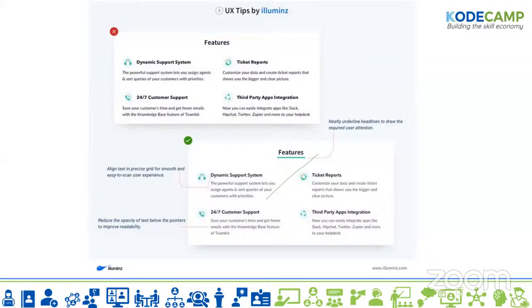So adding the underline, underlining the headline, actually also helped the user. It drew the user's attention to the headline where we have features. And then also we have here: align text in precise grid for smooth and easy to scan user experience. So that I know I'm reading through this title and then the body text. Unlike this one where I have to look at the icon and then it does not promote free flow of readability here.